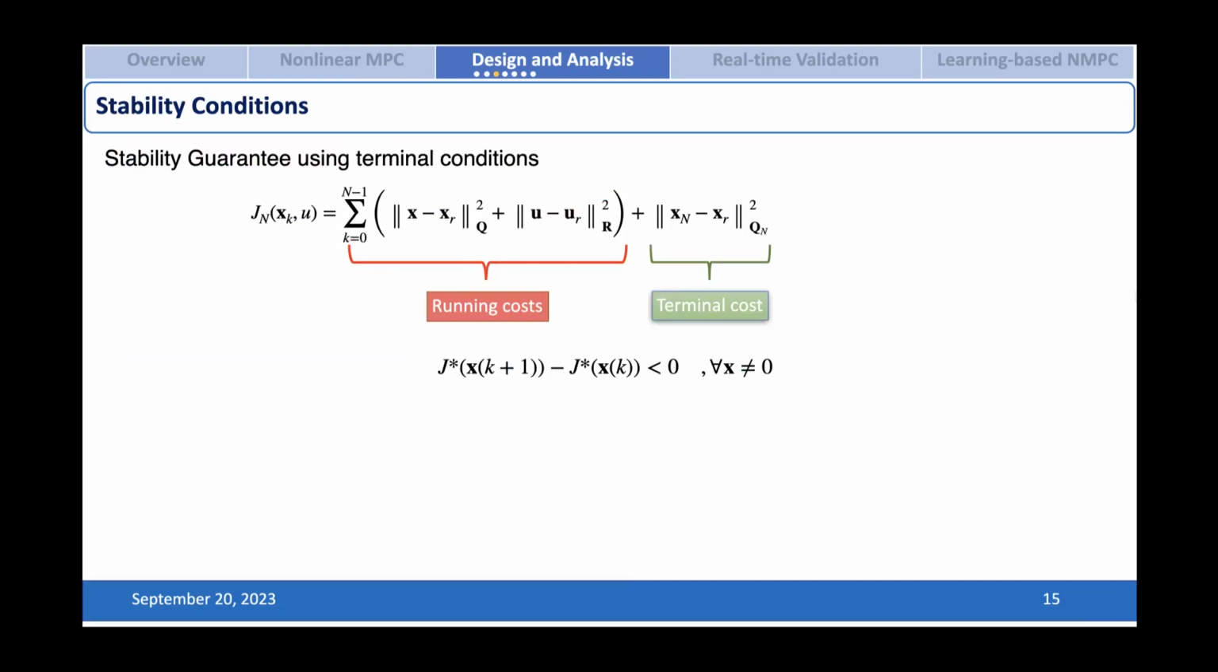Lyapunov function means the new value minus the old value is less than 0. It means the objective function, or this cost function, is decreasing with time, or this system is stable in the sense of Lyapunov stability.